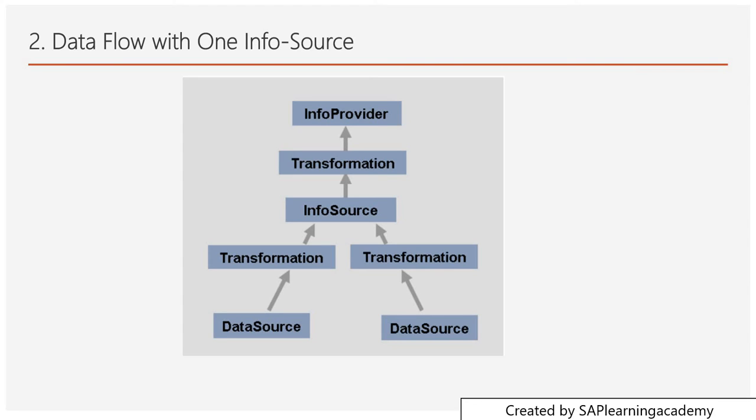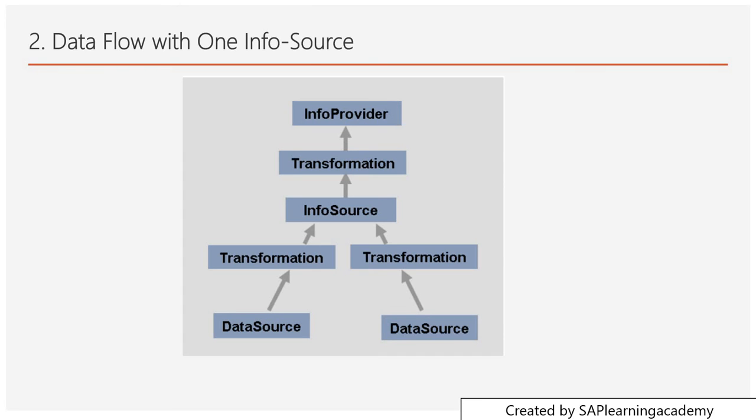What is the good thing about it? Whenever you have a scenario where you need to read data from multiple source systems and put the data into one provider, you have to use an InfoSource. And the good thing is that if you want to change any business rules, you can change the logic in this transformation between the InfoSource and the InfoProvider. If you change the logic here, it will be applied in both cases, for both the data sources. So that's the actual use of InfoSource.